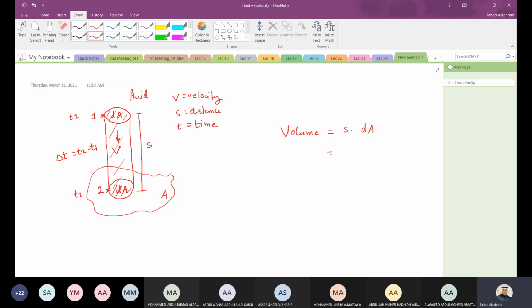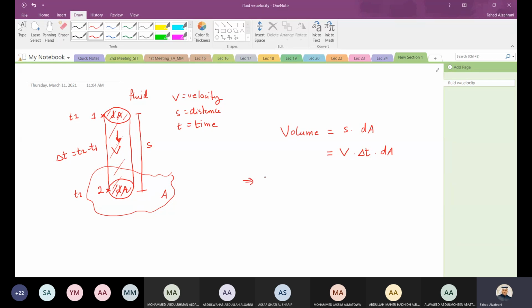So can I rewrite the distance in another way in terms of velocity and time? What can I write S? S is simply what? Velocity times time. المسافة تساوي السرعة في الزمن. يعني this is basic physics. Velocity times time times area. So I rewrote this distance traveled by the flow as velocity times the time times the dA.